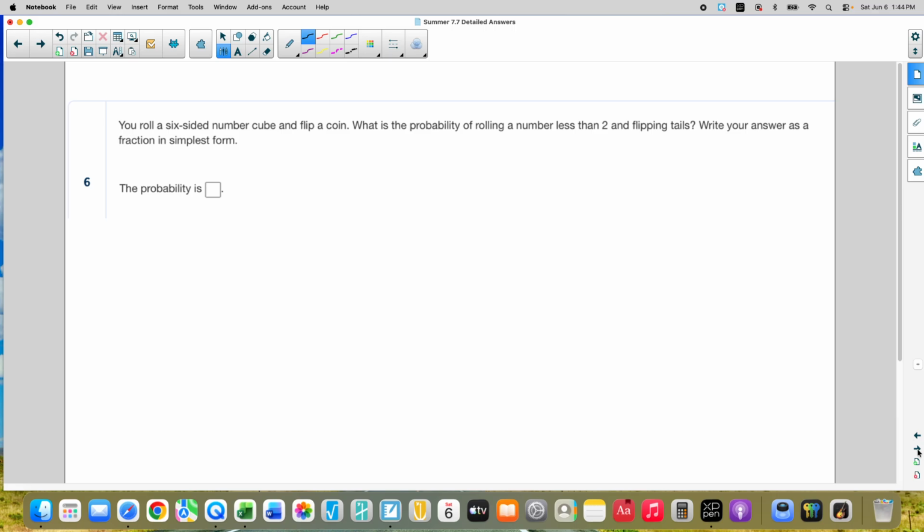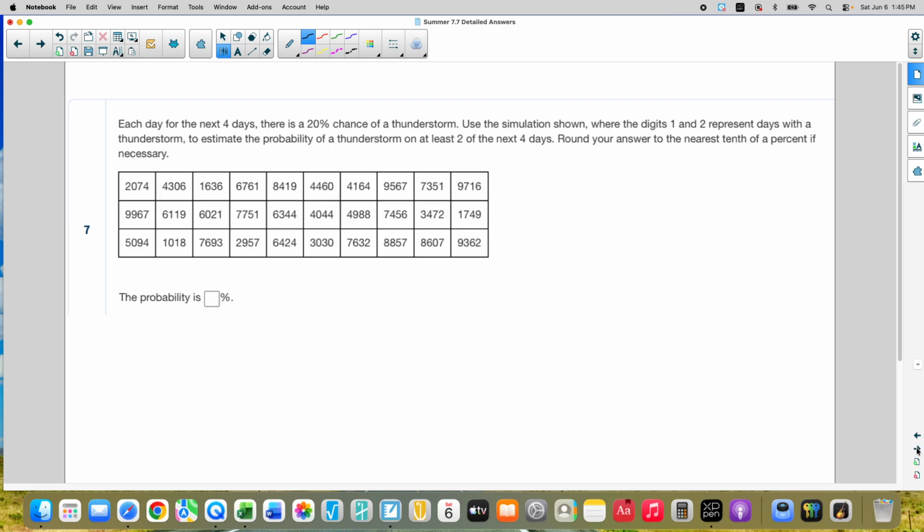You roll a 6-sided number cube and you flip a coin. What is the probability of rolling a number less than 2 on a 6-sided cube and flipping tails? Rolling a number less than 2 is going to be 1 out of 6, and flipping tails, well, that's 1 out of 2. So that becomes 1/12. Okay, so the probability is 1/12. One out of every 12 times you'll flip. There are 12 different combinations, and there's only one number less than 2 and 1 tail. So that's that. This is an interesting one.